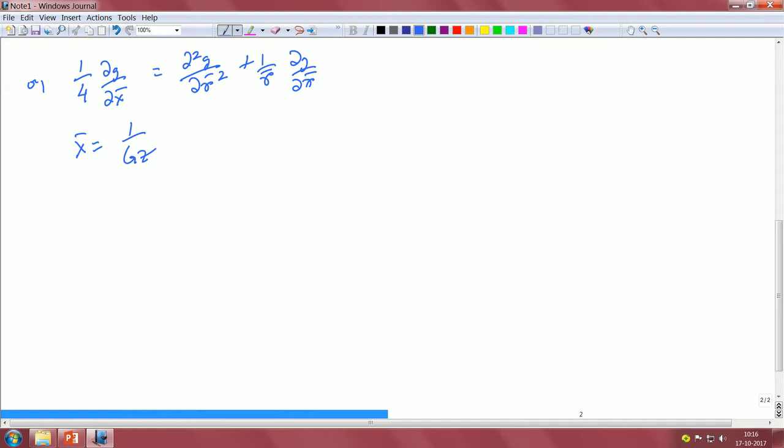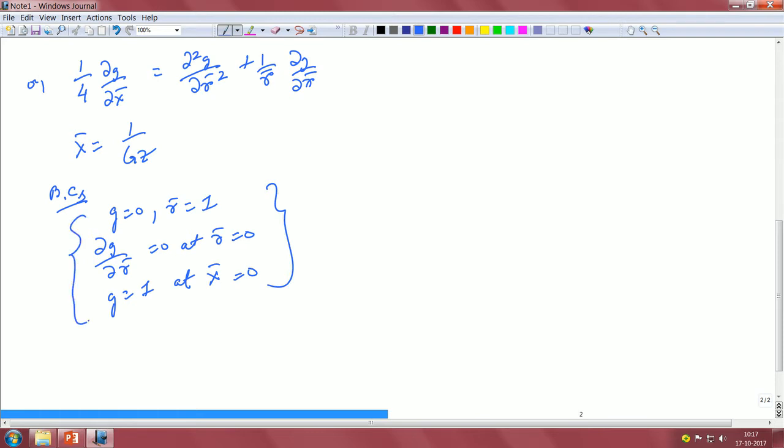Okay. So, the boundary conditions are g equal to 0 at r bar equal to 1, dg by dr bar equal to 0 at r bar equal to 0, g equal to 1 at x bar is equal to 0.